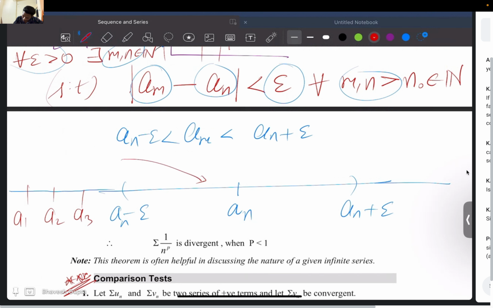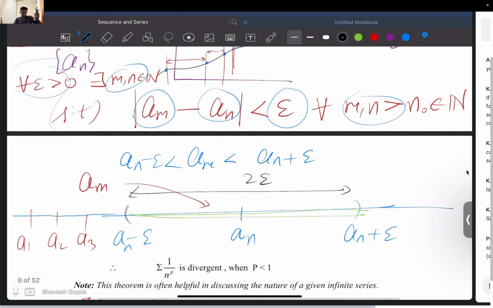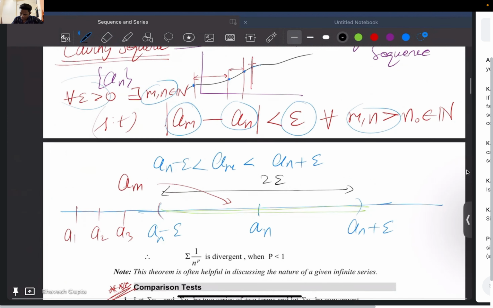All your ams start lying in this interval, in this window which you created around an, and the size of the window is in your hand, because this window size is 2 epsilon. The shorter the window you have, the more accuracy this am will have. So the shorter this window, the higher the values of m and n you have to choose. So here we basically see the distance between these two elements.